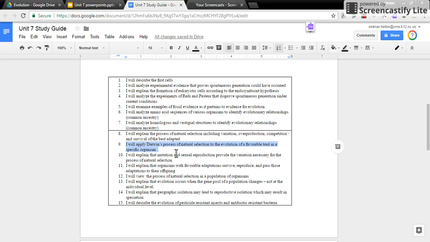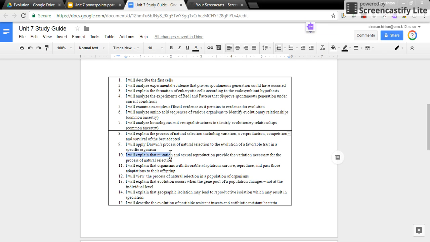I will apply Darwin's process of natural selection to the evolution of a favorable trait in a specific organism. We talked about giraffes, so you saw my picture of the giraffe and how the long-necked giraffes had the favorable trait, so they were able to live on.